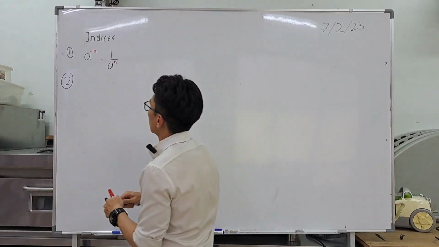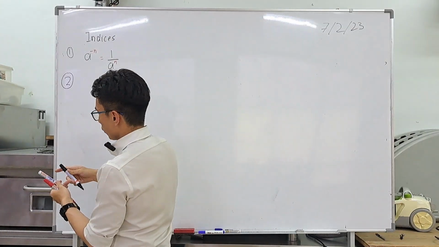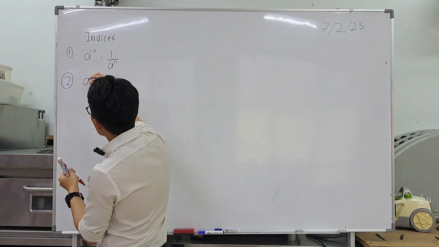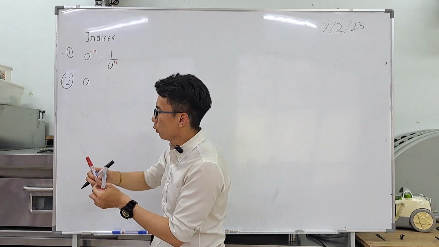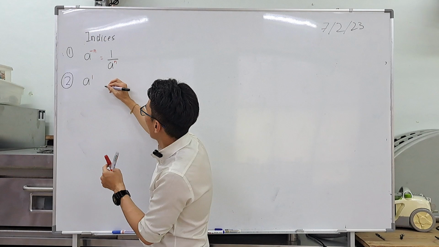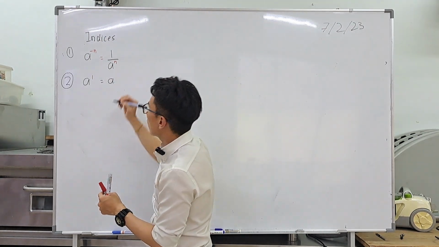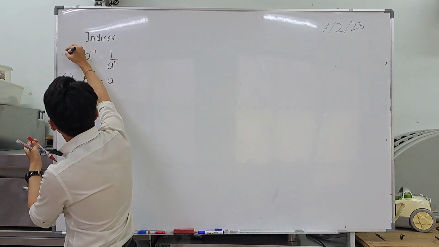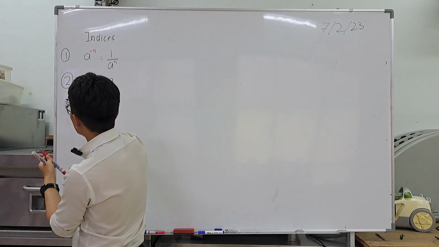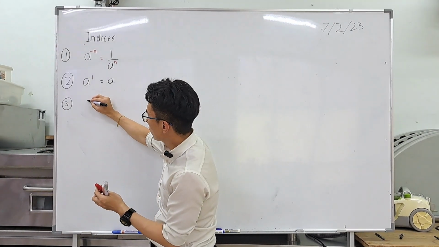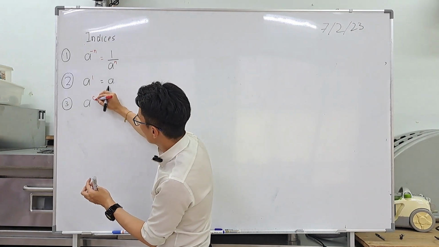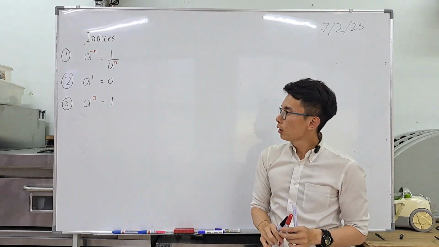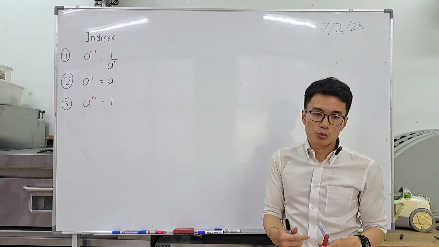Rule number two: if I have a and I raise it to the power of 1, I will always get back a. And my third rule: I will take a to the power of 0 and I will always get 1. So these are the first three rules that I introduced to you.